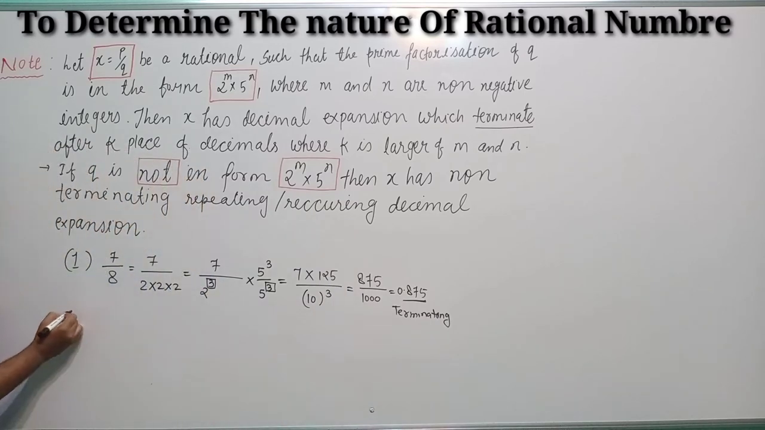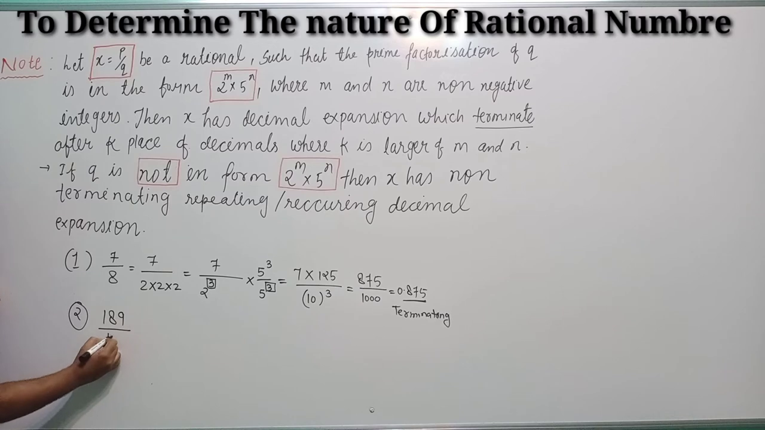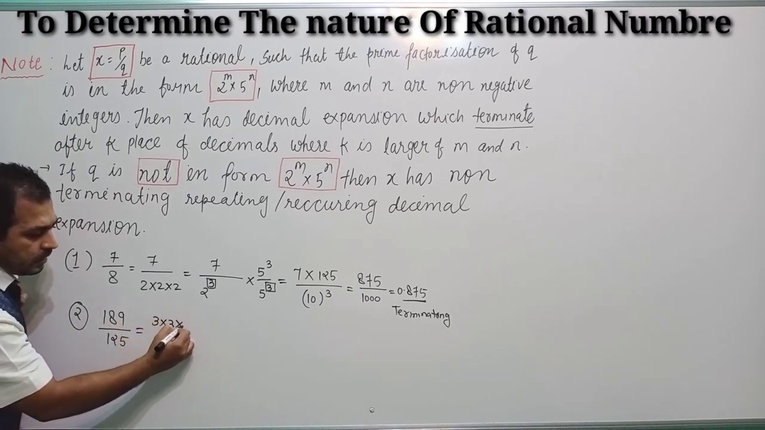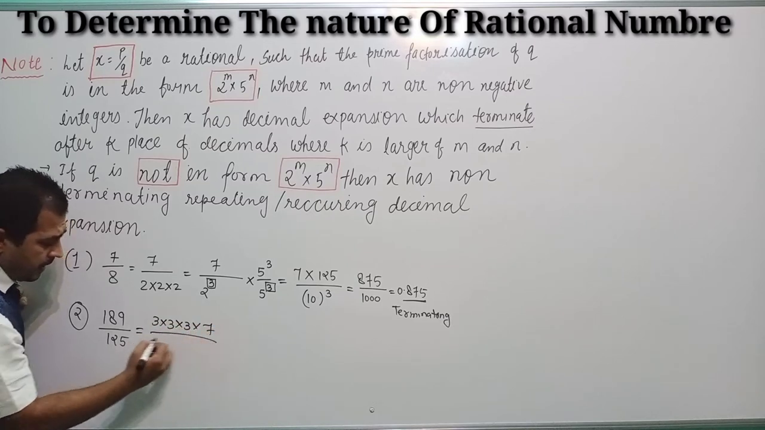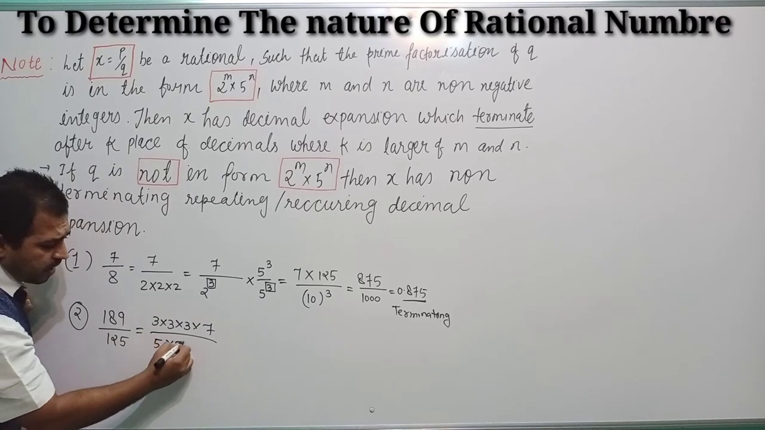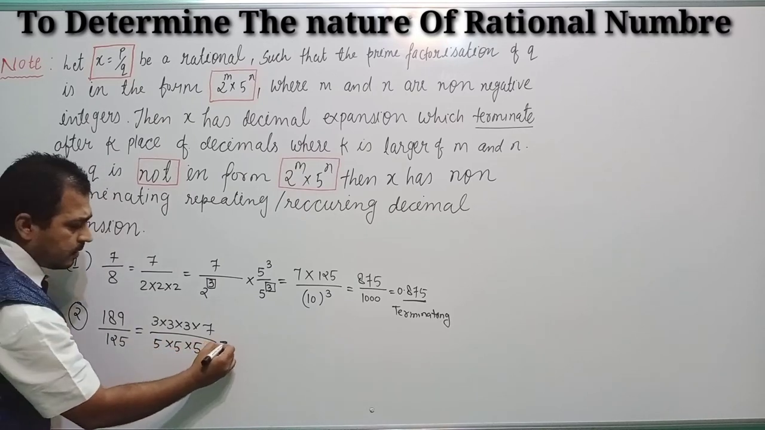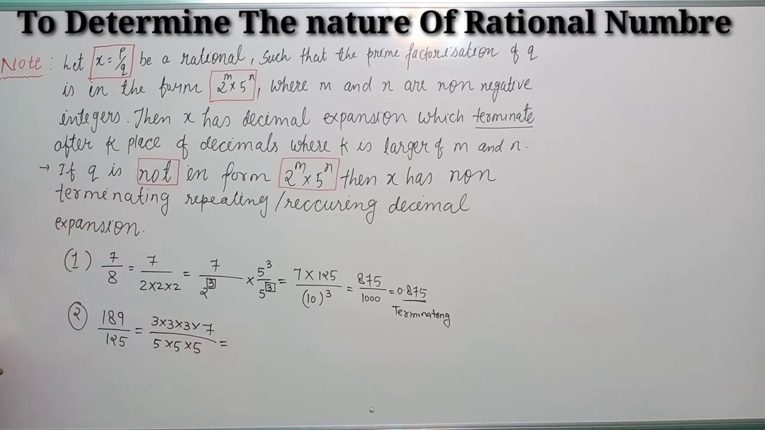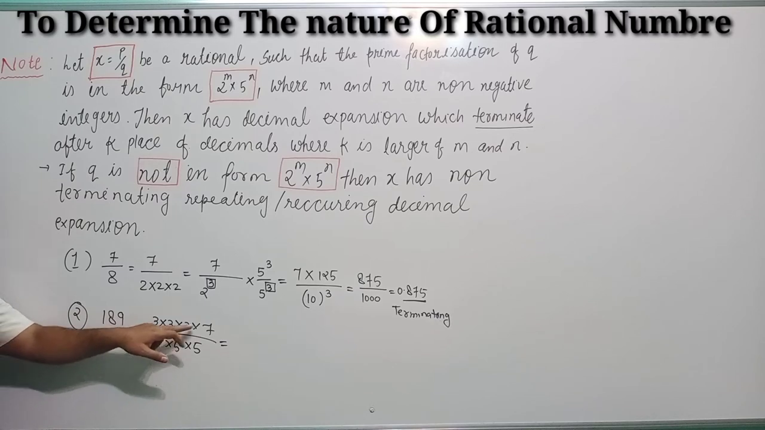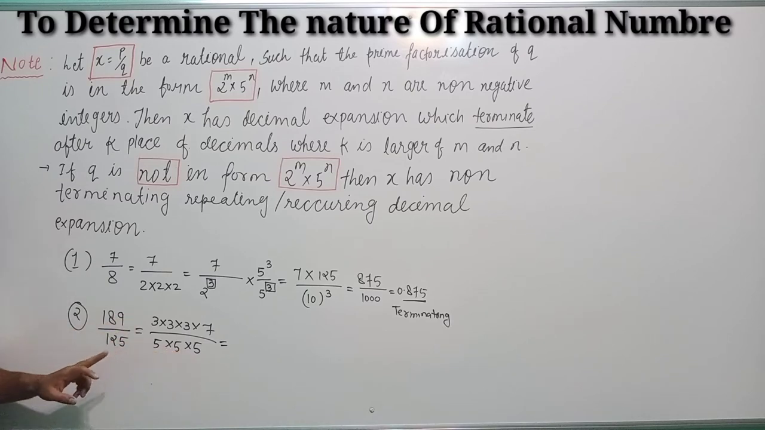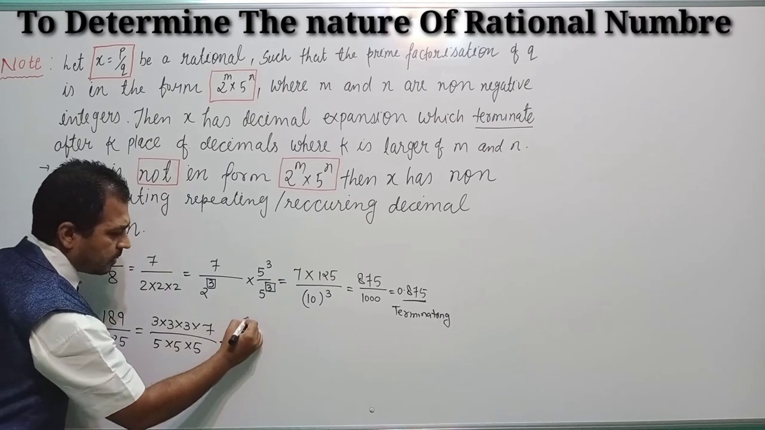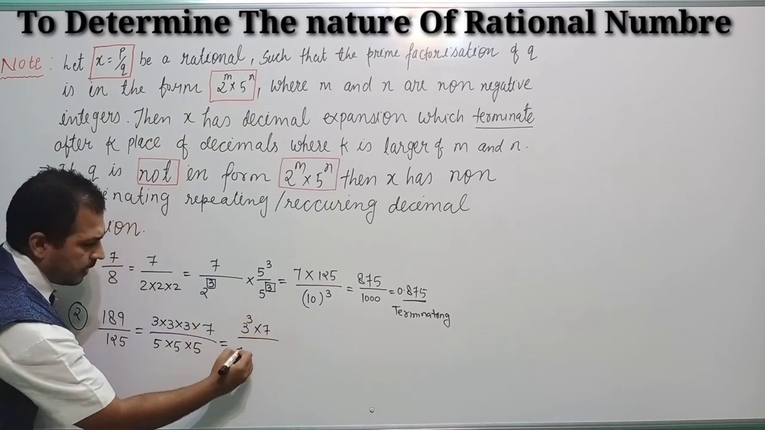Now moving to the second question, students. Suppose I am giving the second question, 189 divided by 125. Students, 189 can be factorized as 3 into 3 into 3 into 7, and 125 can be written as 5 into 5 into 5. Now students, here you can see that 3 into 3 into 3 into 7 gives 189, and 5 into 5 into 5 gives 125. So here you can write 3 cubed into 7 over 5 cubed.